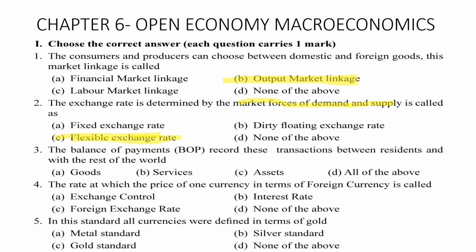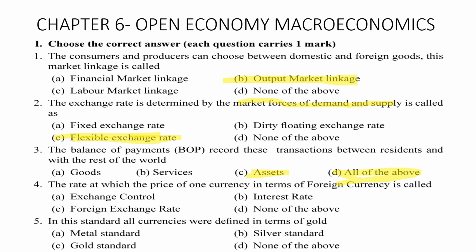Third one, the balance of payments records transactions between residents and the rest of the world. So in balance of payments we consider goods. Yes. So A is correct. Option B, services. Services we also consider. This is also correct. Assets we also consider. So we consider goods, services and assets, all of the three. So our answer is all of the above here. Okay. So option is D here.